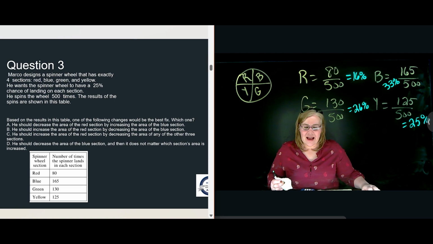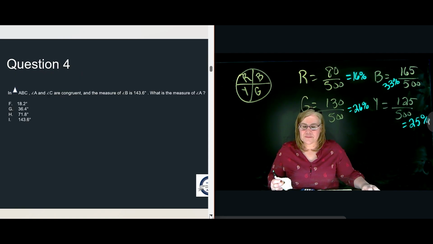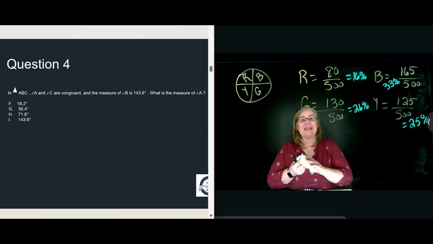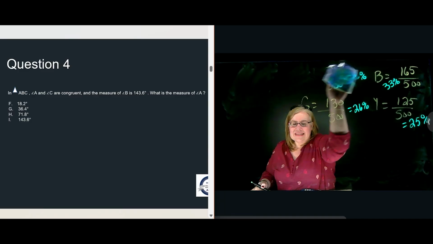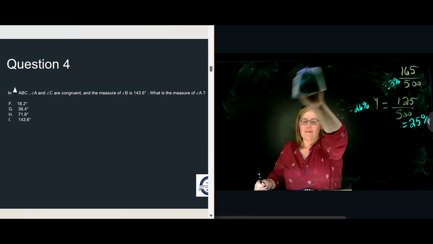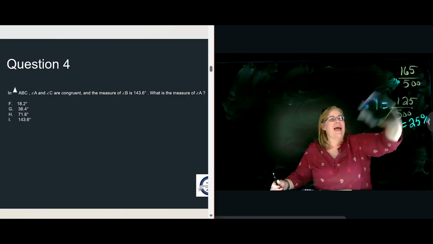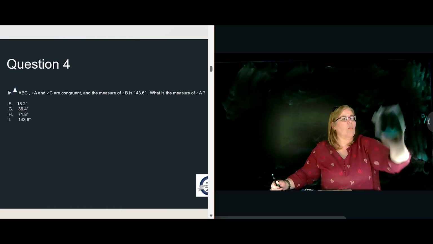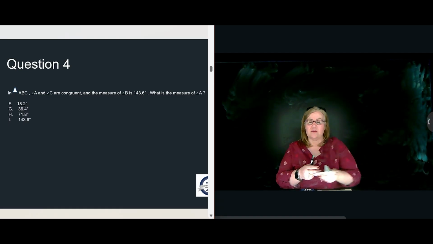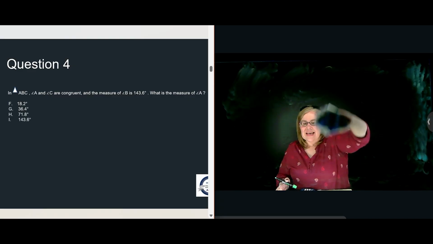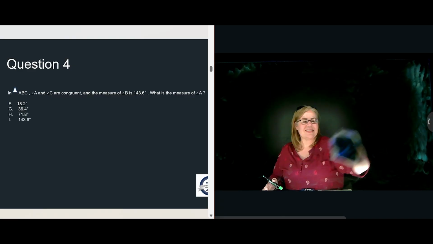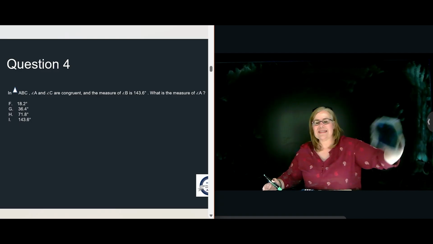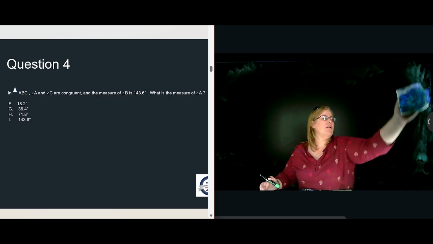All right, so let's look at our next problem. Problem 4. It is geometry. So while I'm erasing, let's go ahead and read it. It says, in triangle ABC, angle A and angle C are congruent. We know that means they equal. Their angle measurements equal. Then it says the measurement of angle B is 134.6 degrees. What is the angle measurement for angle A?